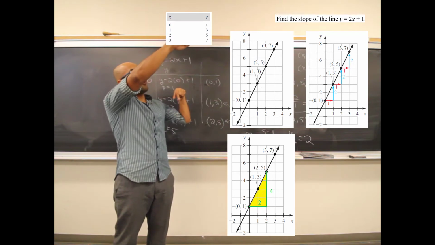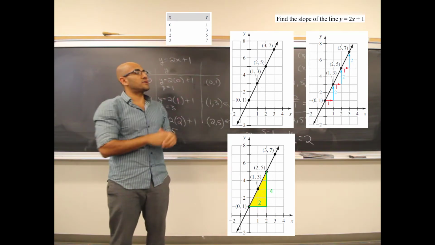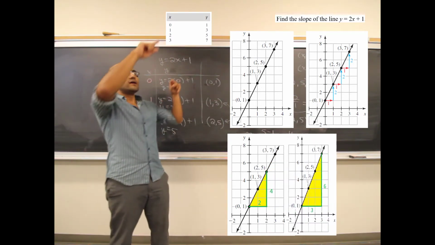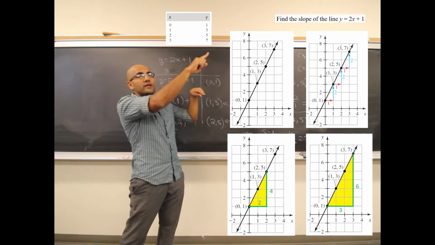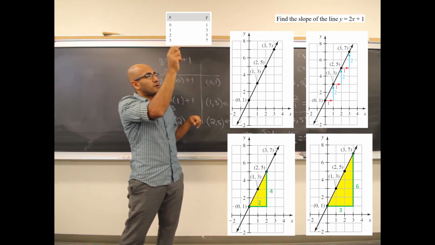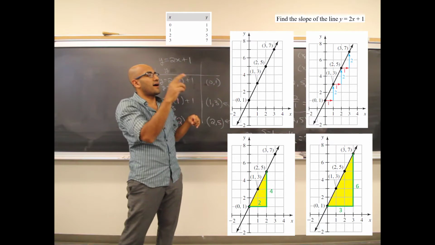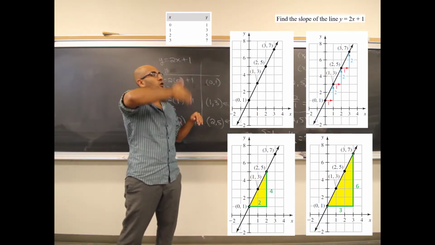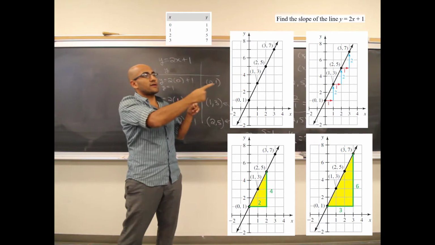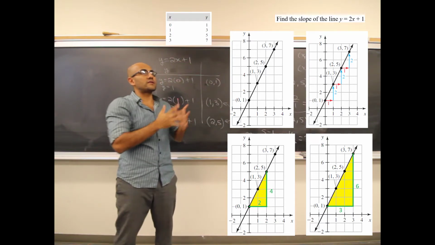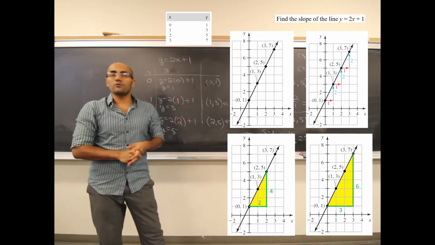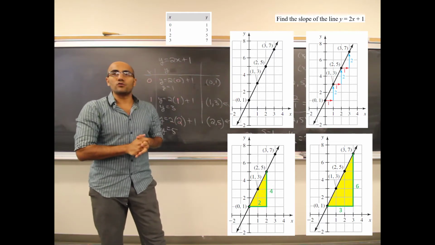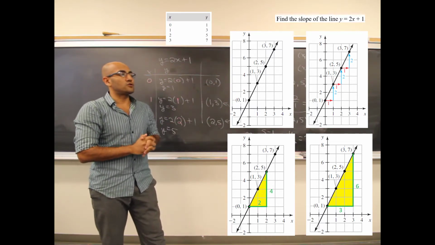Or the last 2 points, the first one and the very last one, (0, 1) and (3, 7). Think about that giant triangle underneath. Count squares, and we would end up with 1, 2, 3, 4, 5, 6 squares in the vertical, the rise, and 3 squares in this direction. 6 over 3 is still 2. So no matter which 2 points you choose, the slope always boils down to 2.